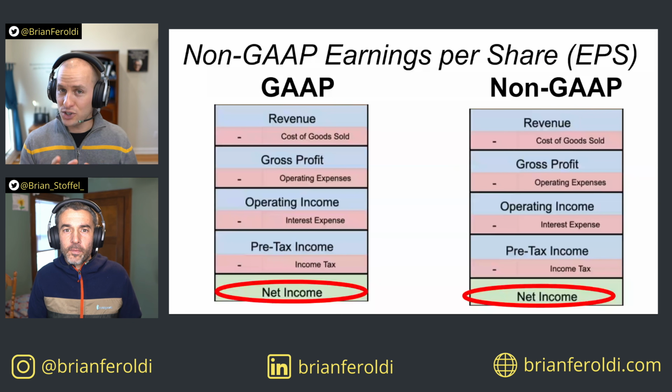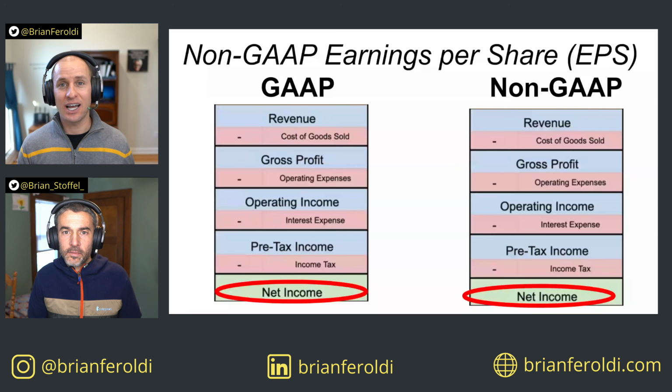Now, given all those charges that we talked about that are differences between GAAP accounting and non-GAAP accounting, there can often be a wide difference between a company's GAAP earnings per share and its non-GAAP earnings per share. Oftentimes under GAAP accounting, a whole bunch of expenses are included, while on non-GAAP accounting, those expenses are often excluded. That can lead to wide differences in the company's net income and hence its earnings per share.